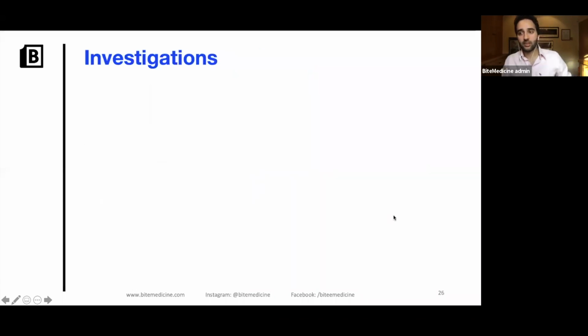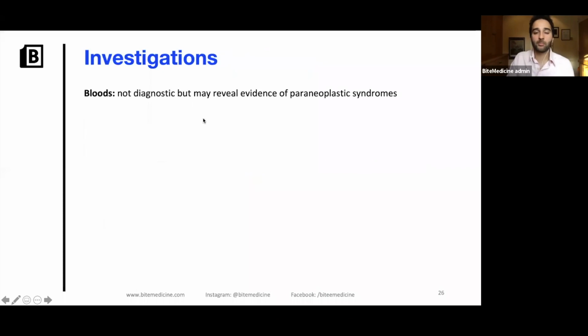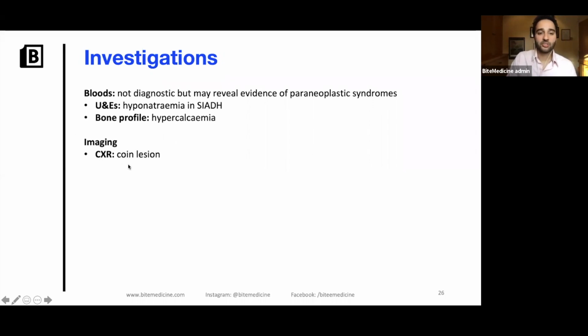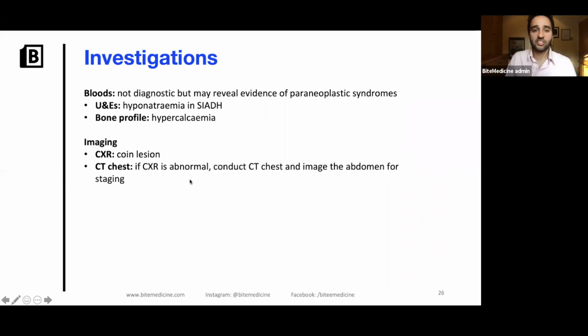Brilliant. So investigation. Bloods you can perform, but not necessarily diagnostic, but may reveal features of some of your paraneoplastic syndromes. So, hyponatremia, like we talked about in SIADH, and hypercalcemia, like we said as well, due to parathyroid hormone-related protein. You do some imaging. So chest x-ray is going to show a coin lesion, and I'll show you what that looks like in a moment. CT chest if the chest x-ray is abnormal. Particularly, you can do a CT chest and image the abdomen as well if you're considering staging.